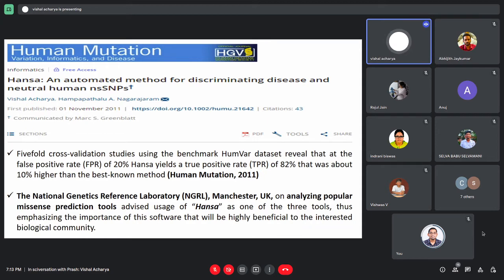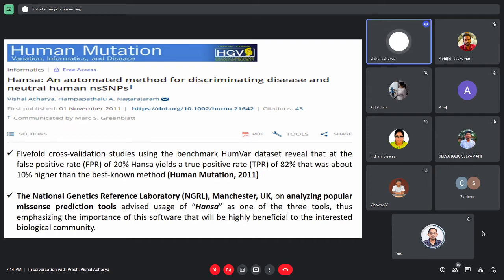Human mutation means we have a list of disease-causing mutations and a list of benign mutations in human proteins. So we developed software for the discrimination of disease from benign. What is the important point here?